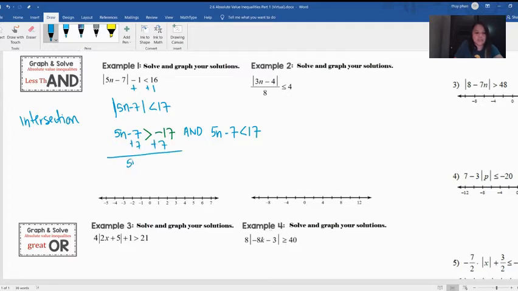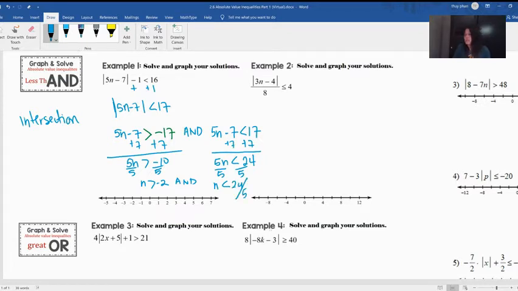All right, we're going to solve by adding 7 to both sides, and we have 5n is greater than negative 10. And then we divide both sides by 5. So I'm going to get n is greater than negative 2. And let's go ahead and figure out the other one. Add 7, and so we get 5n is less than 24. And we're going to divide both sides by 5. So n is greater than negative 2 and n is less than 24/5.